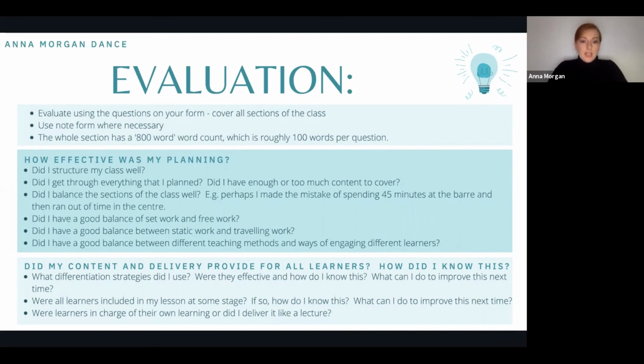The next one, did my content and delivery provide for all learners, and how do I know this? So what differentiation strategies did I use? Were they effective? How did I know? If they weren't, what can I do to improve that next time?